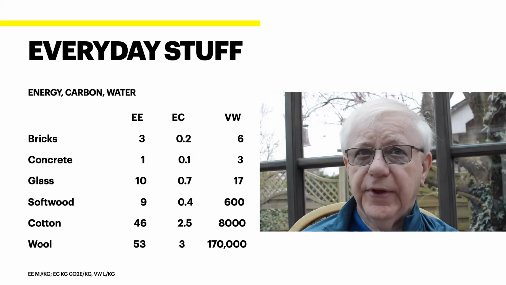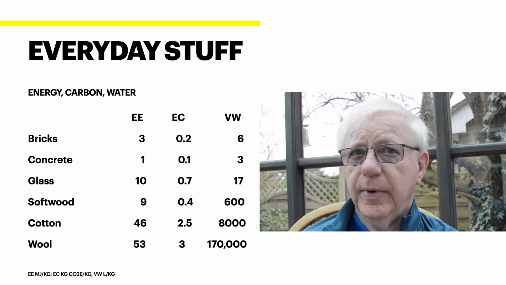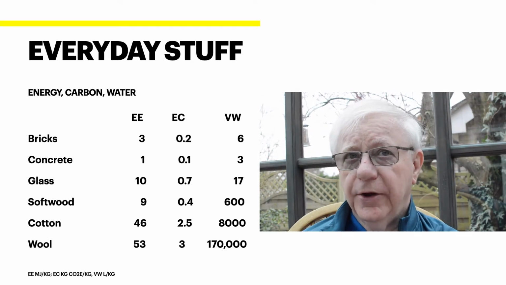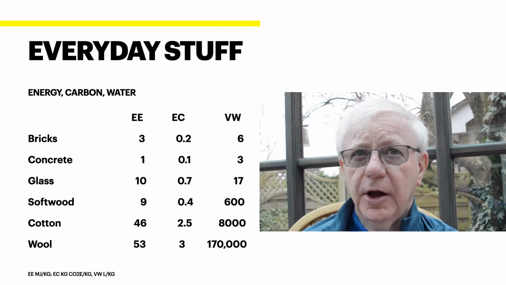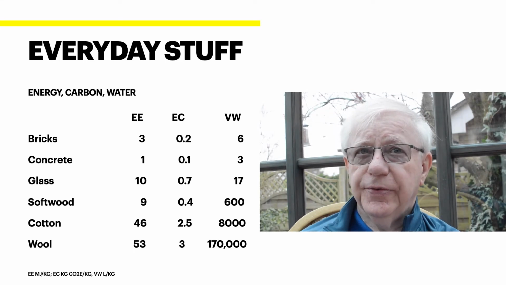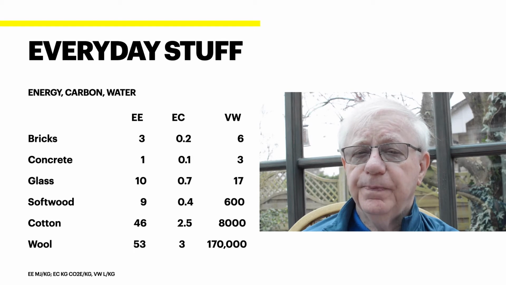For softwood, the energy requirement is similar to that of glass. But the main difference, unsurprisingly, is the increase in the water required. For cotton, energy, carbon and water increase quite dramatically. And for wool in particular, the water demand is extremely large indeed.